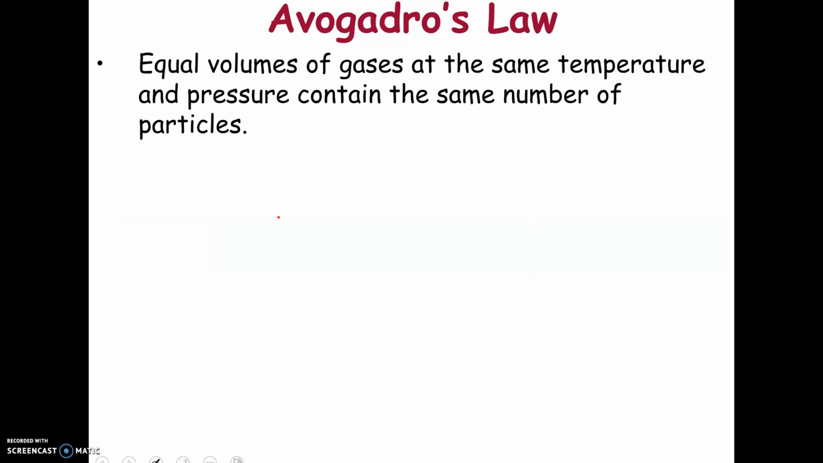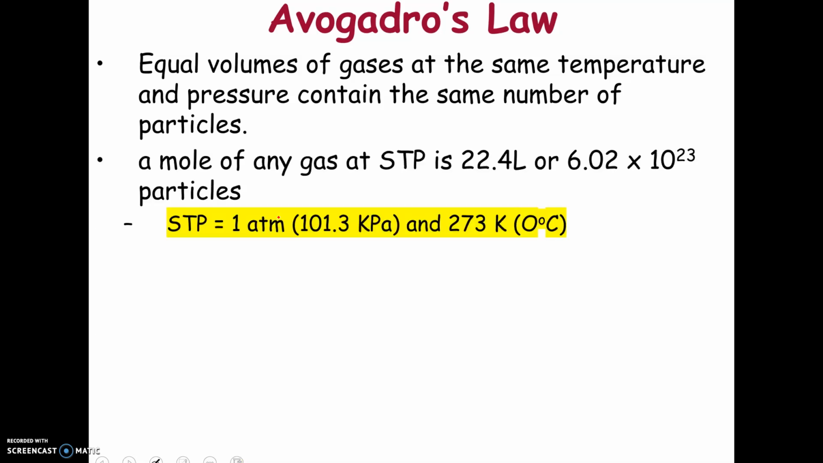All right, Avogadro's law. So we're not actually going to test you on this one, but first of all, equal volumes of gases at the same temperature and pressure will have the same number of particles. So this one relates moles. So any gas, just FYI, at STP, that's standard temperature and pressure, will occupy 22.4 liters and would have exactly 6.02 times 10 to the 23rd particles.